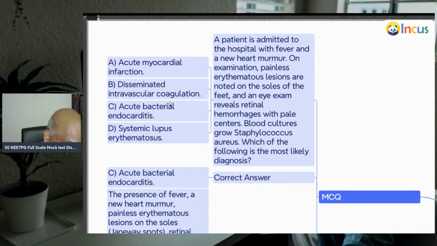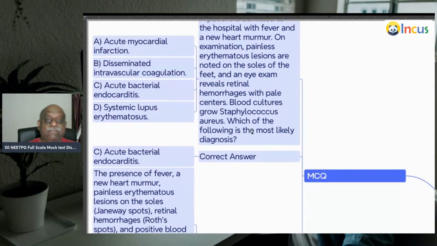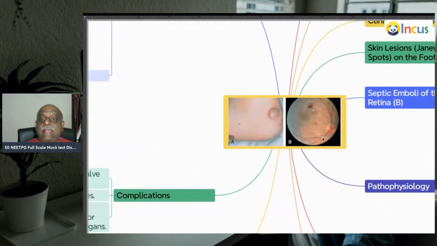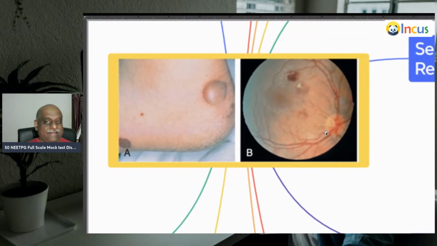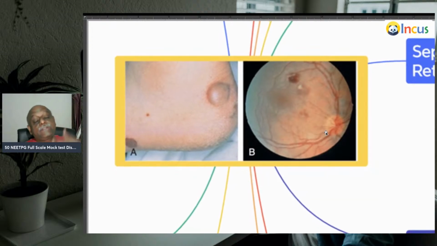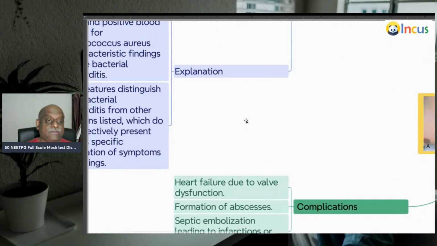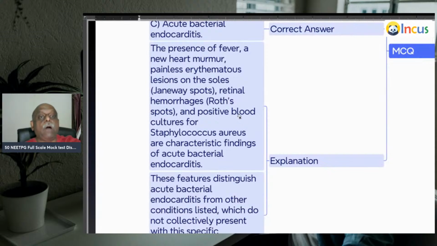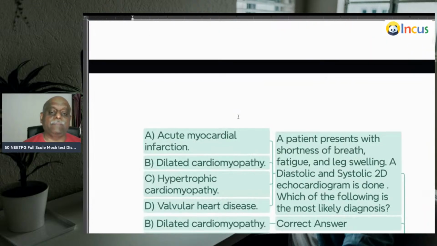Now, a patient is admitted into the hospital with a history of fever and a new heart murmur. Painless erythematous lesions are noted on the soles and feet. Retinal hemorrhages with pale center. By now you should recognize we are talking about the systemic features of infective endocarditis. So Janeway spots are the painless erythematous lesions on the soles. Roth spots are retinal hemorrhages. Along with a positive blood culture for Staphylococcus aureus, it means it is acute bacterial endocarditis, is what you need to remember.